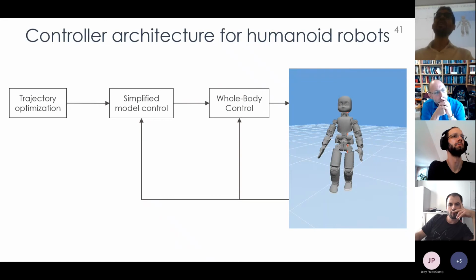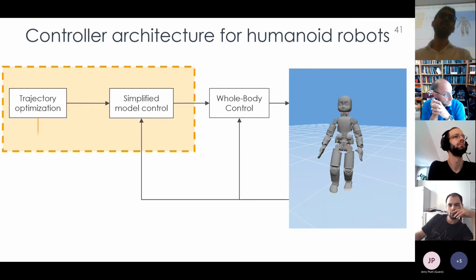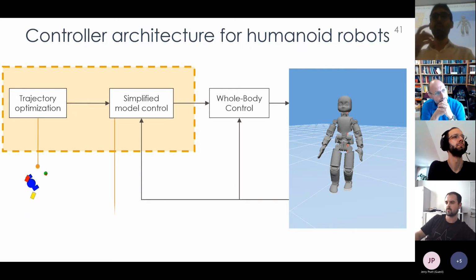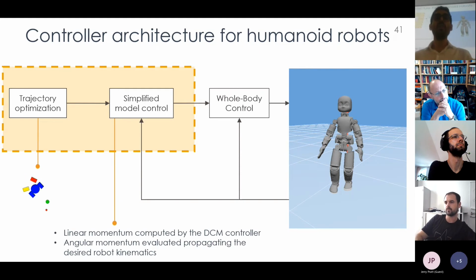Okay, so taking again the architecture, regarding the trajectory optimization layer, we also use here the Unicycle Planner proposed by Dafarra back in time. For the simplified model control layer, for the linear momentum we use the DCM controller, while for the angular momentum, we evaluate it by propagating the desired robot kinematics and using the centroidal momentum matrix.